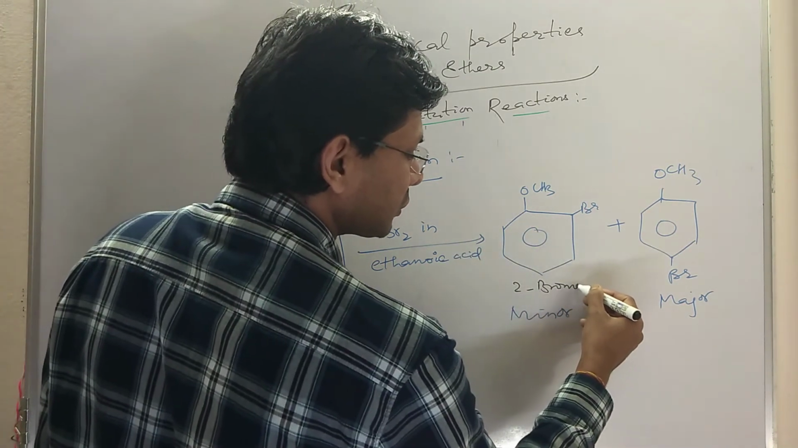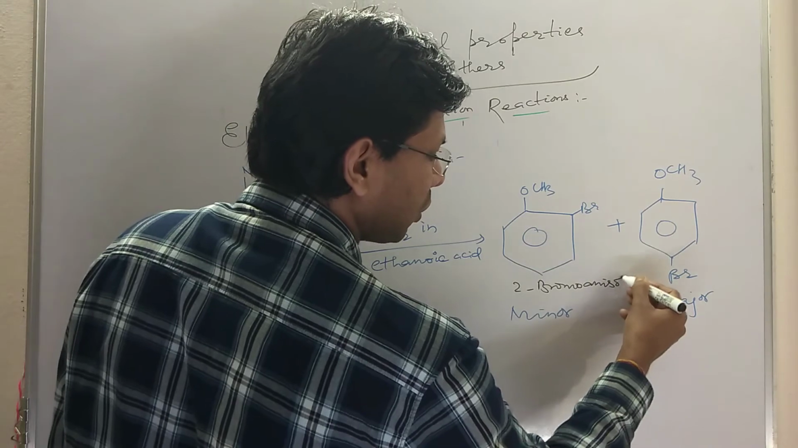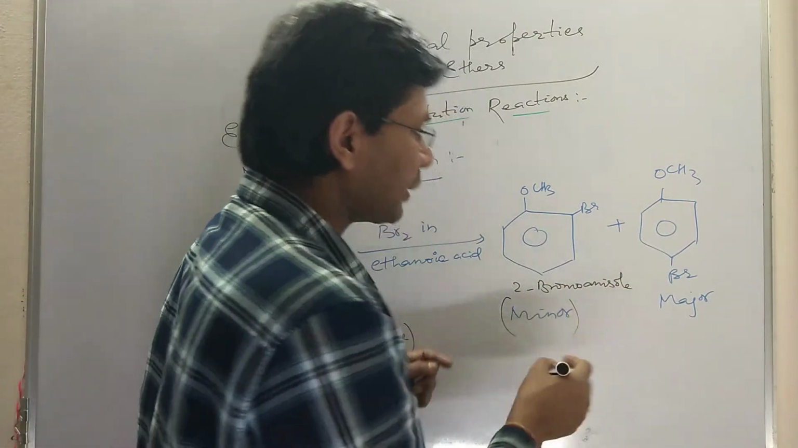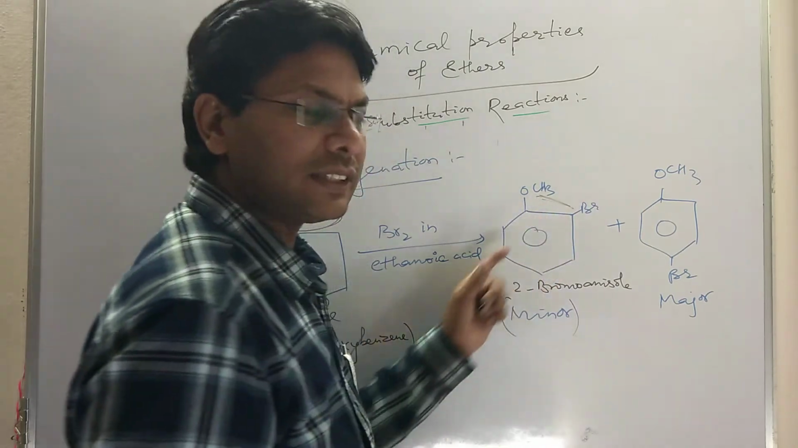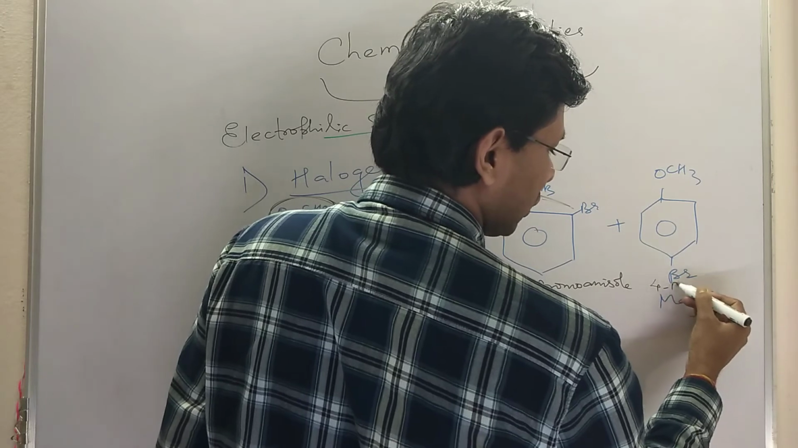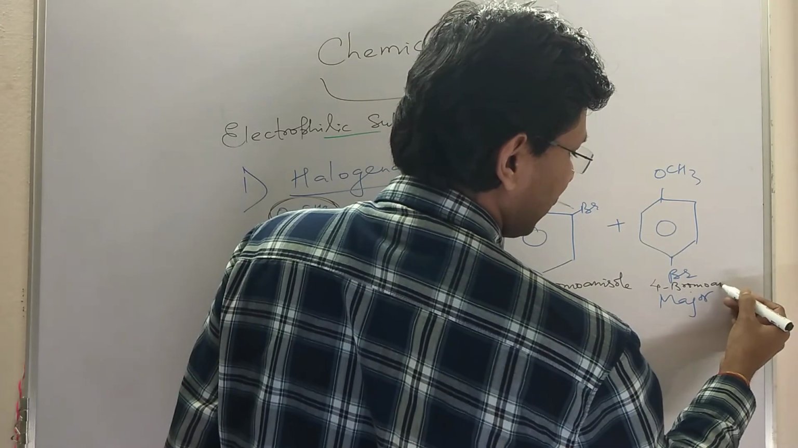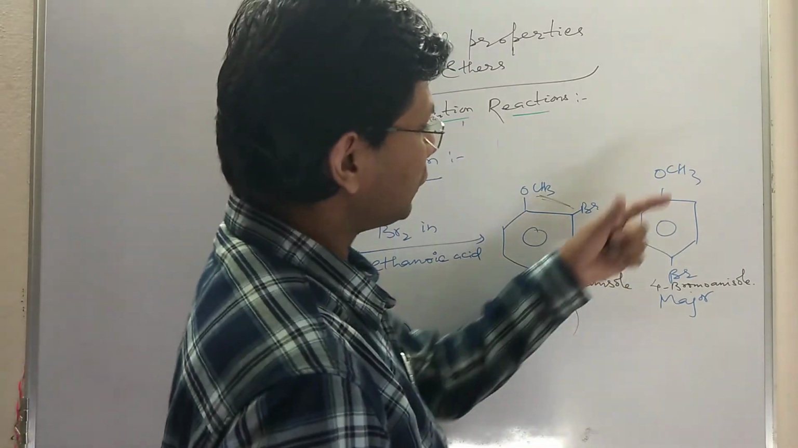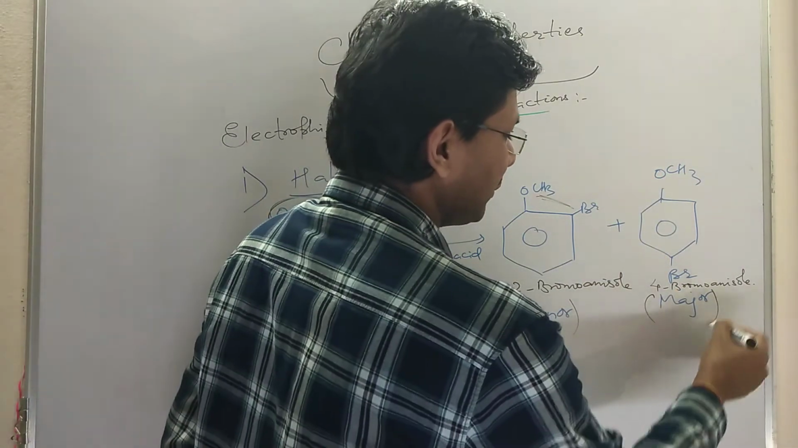2-bromoanisole, also called ortho-bromoanisole. This is a minor product. Due to some steric hindrance, this is a minor product. And this is called 4-bromoanisole. In common name we call it para-bromoanisole. So this is a major product.